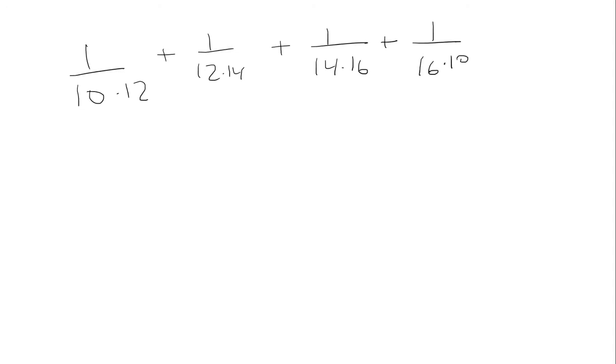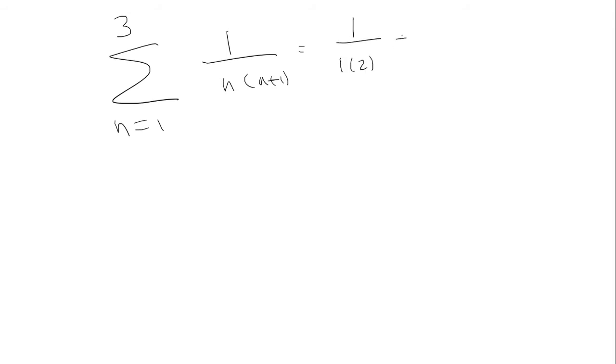Let's look at another example. We have 1 over 10 times 12 plus 1 over 12 times 14 plus 1 over 14 times 16 plus 1 over 16 times 18. So notice that the 12s are the same, 14s are the same, and the 16s are the same. So all that remains is to multiply 10 with 18 to get 180, and then add up how many fractions there are. So it's 1, 2, 3, 4. That means this is 4 over 180. If I divide both sides by 4, I get 1 over 45 as the sum.